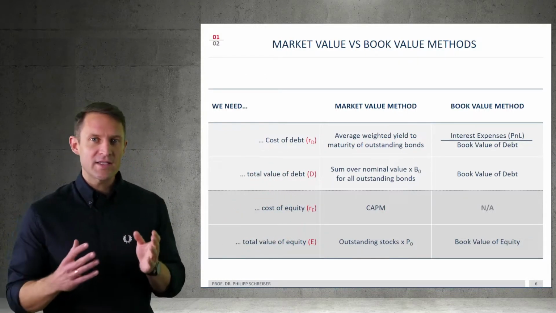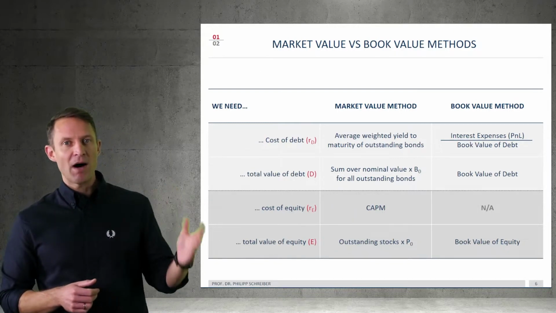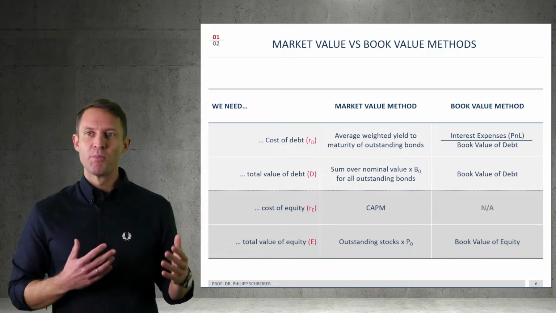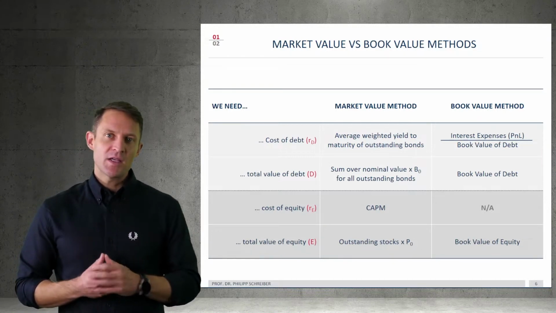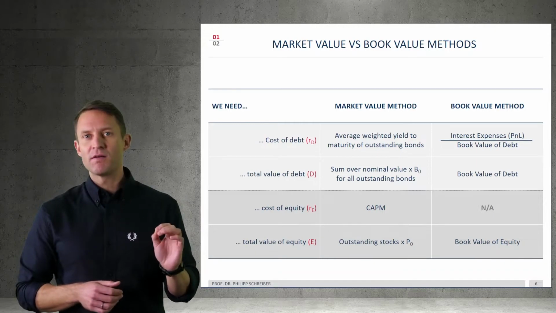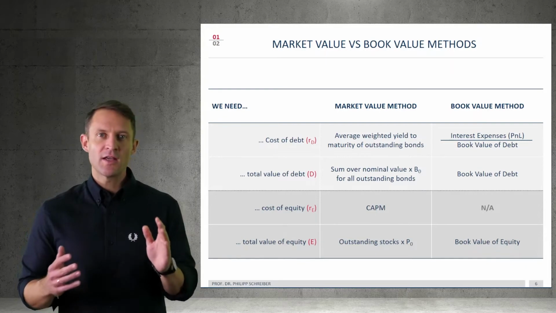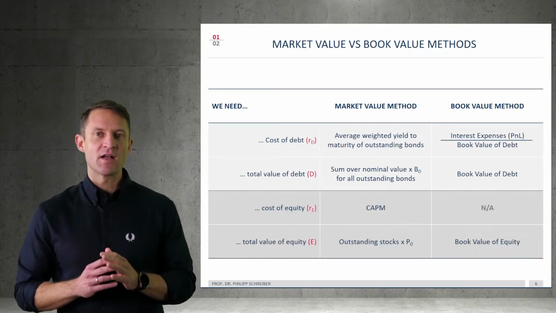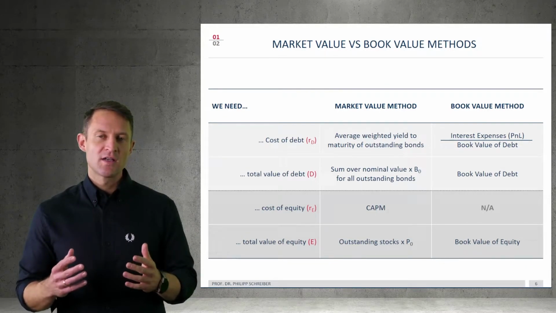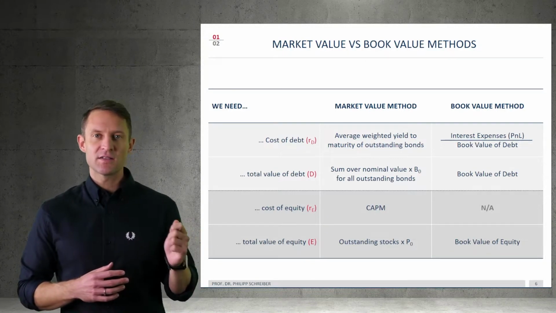There are two ways of finding these numbers in practice. You could check out market values or you could look at book values. Let me give you a very important disclaimer. Market values are always better. You should only use book values if and only if market values are not available. If you have the choice, the market value is more precise. It's the better measure. Why is this the case?